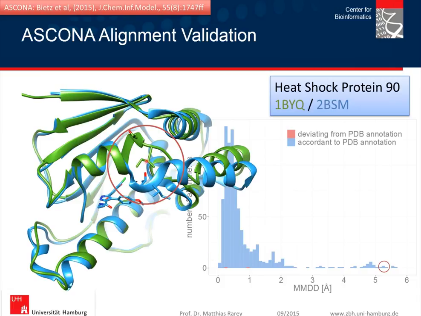Here, a structural alignment tool would most likely have problems. The binding site is in this region here, and you see that's heat shock protein 90. You see the strong deviations you basically have between these structures. So with ASCONA, we are able to put the active site into the focus and calculate the alignments in a fully automated way. And in the next part, I will show you how we actually use this to collect larger ensembles of protein structures in a fully automated fashion.